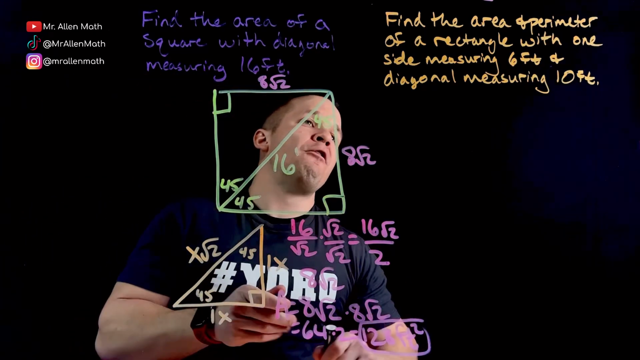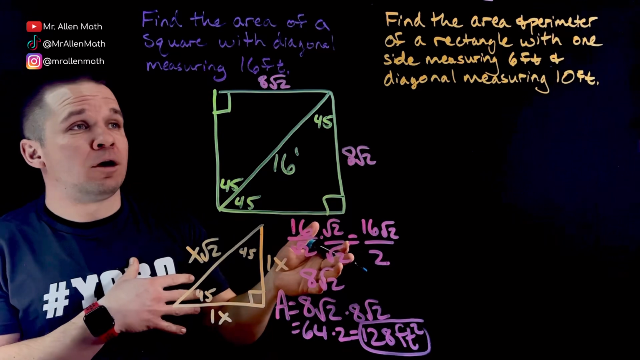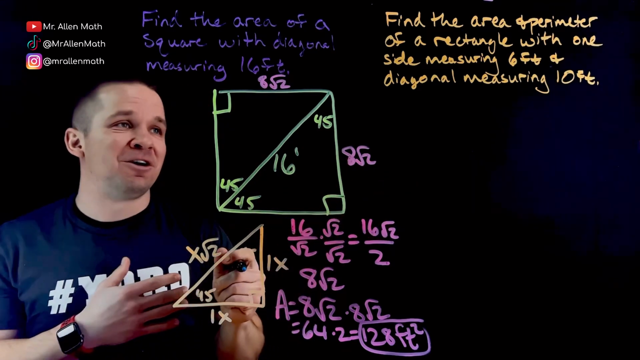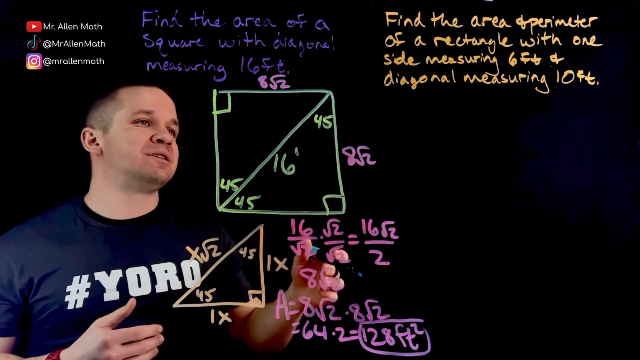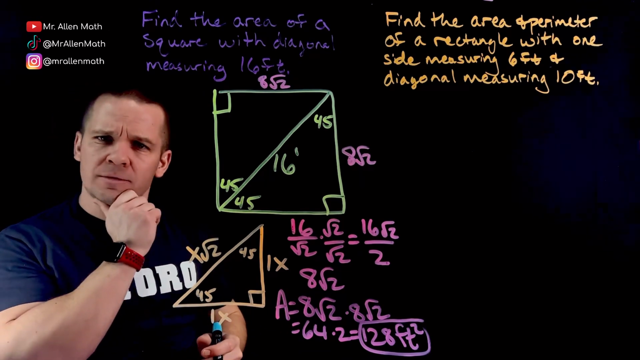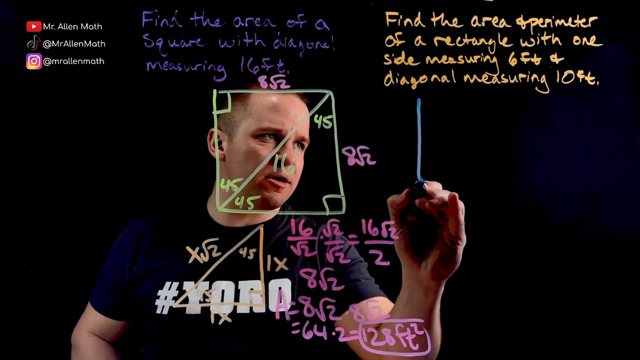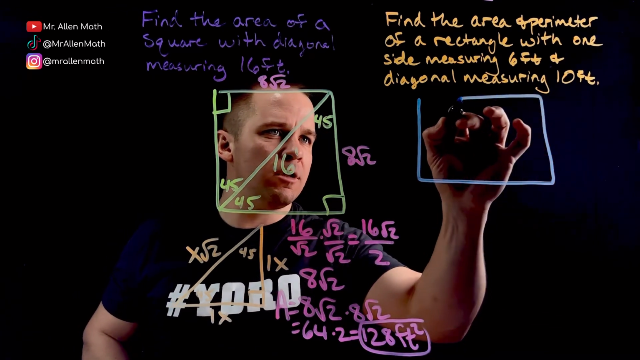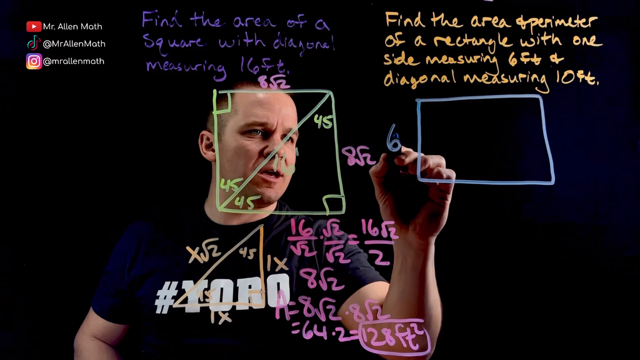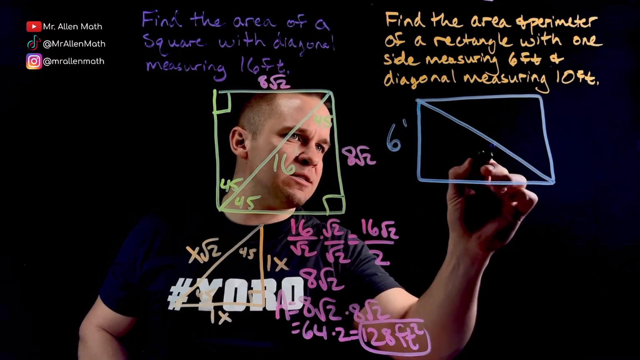Find the area and perimeter of a rectangle with one side measuring 6 feet and a diagonal measuring 10 feet. All right. Well, why don't we draw up a rectangle just like we drew up our square, right? That's oftentimes helpful. We said one side is 6 feet and the diagonal is 10 feet.